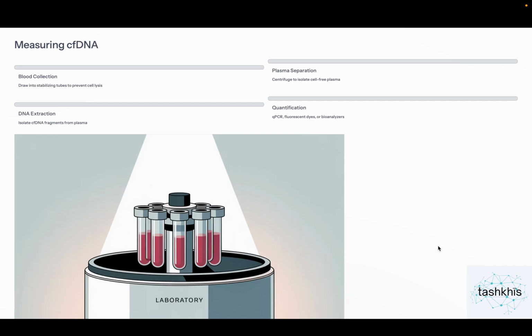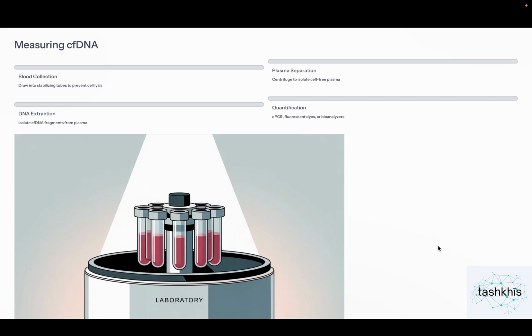Within qPCR, essentially we're amplifying a control gene to estimate total DNA. Within fluorescent dyes, the sample will essentially glow in proportion to DNA concentration. And within bioanalyzers, we essentially check both DNA quantity and fragment size.